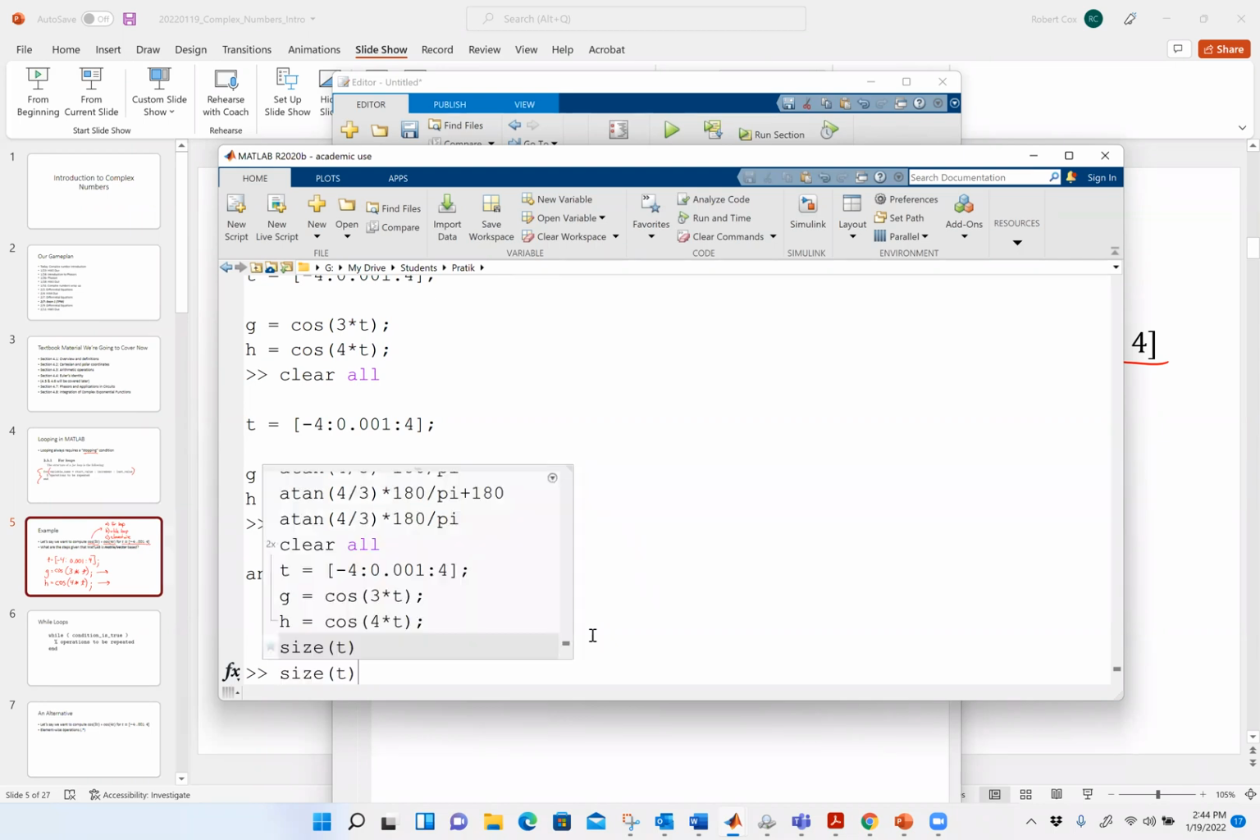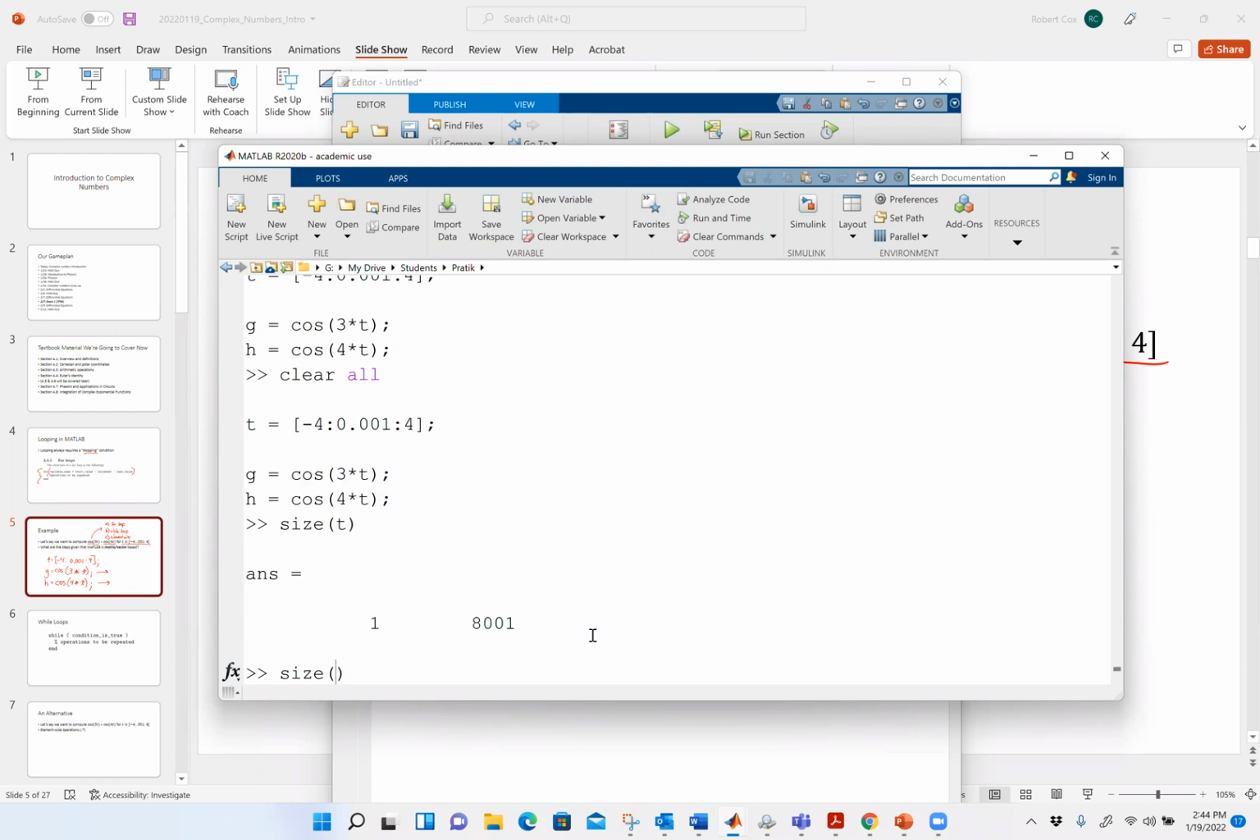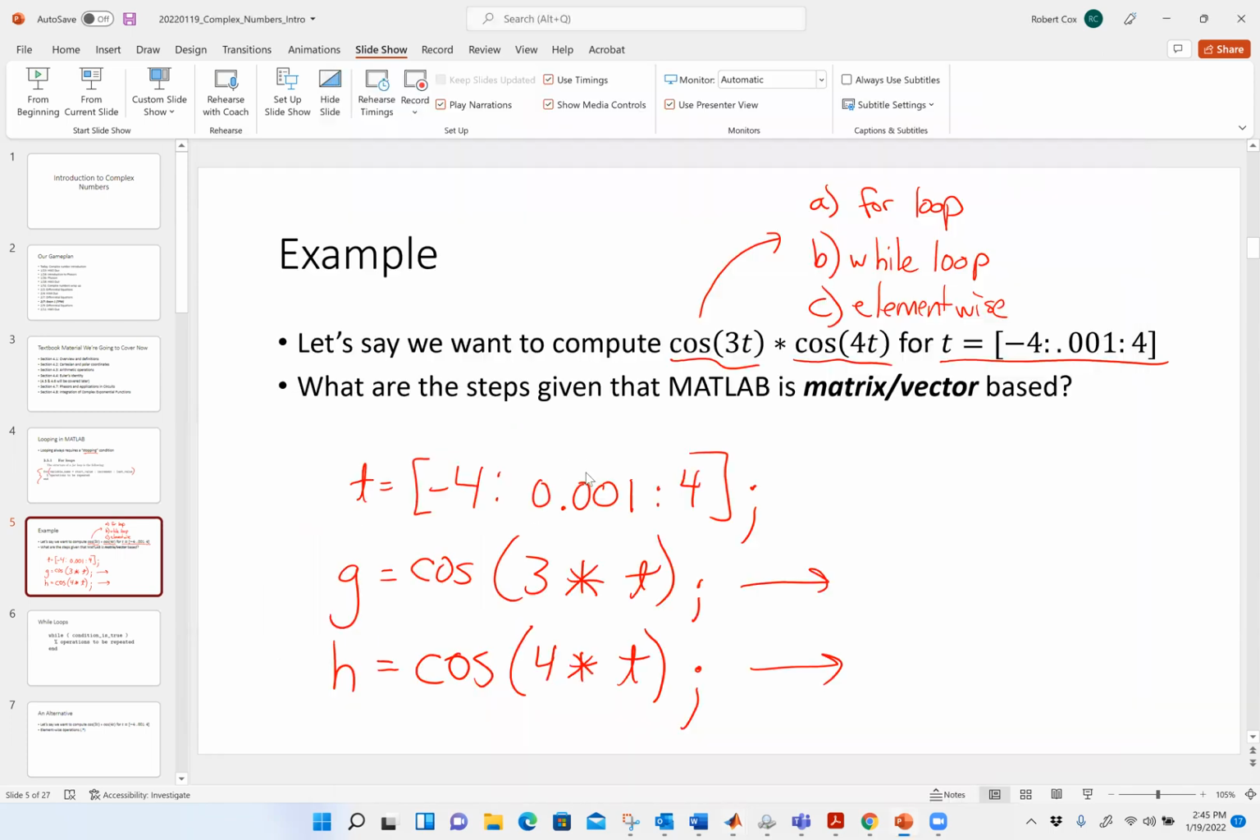Okay. So g is going to have the exact same size because I said it's defined at all the points that exist in t, right? And then h would be the same thing. So looking at that, what if I write code like I did there, g equals this? It's going to define g at all those points in t, and it's going to define h at all those points in t. Okay. What would be my next step? If I wanted to create cosine 3t times cosine 4t, what would be my next step?